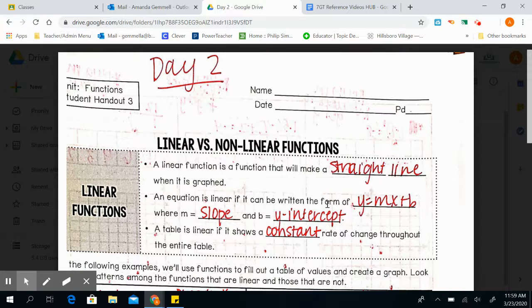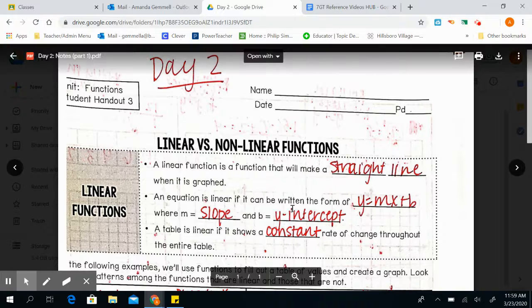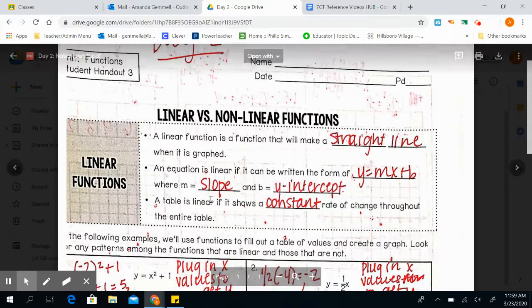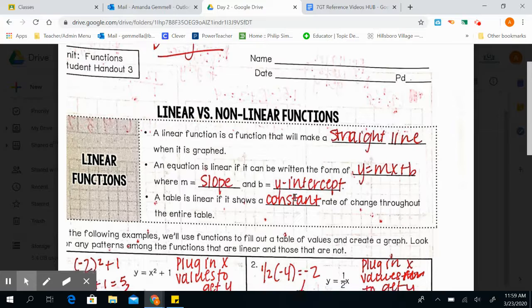Remember, that's our slope-intercept form where m is the slope and, I'll try to use my mouse to point, b is the y-intercept. If b equals 0, it could also just be in the form of y equals mx without a b. That's still the same form because that would be like y equals mx plus 0, and you don't have to write the plus 0. A table is linear if it shows a constant rate of change throughout the entire table.